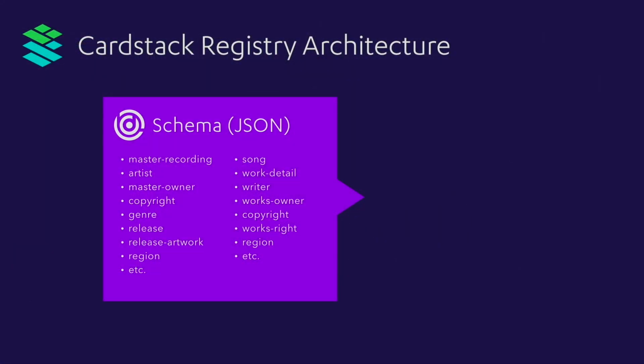Once we define the schema, where we figure out what fields and IDs we want to include and how they relate to each other, how a recording relates to a song, how a work relates to its owner, then we create a version repository.